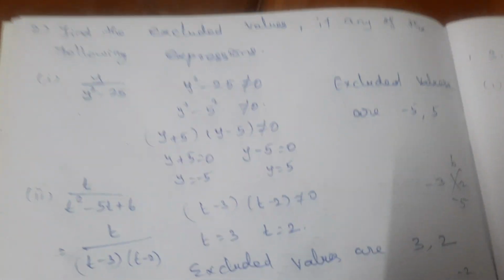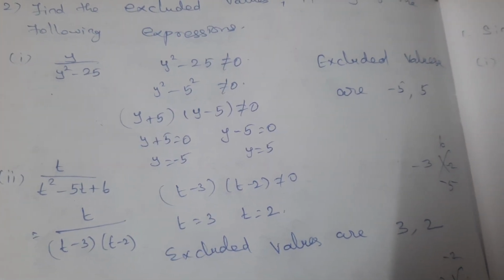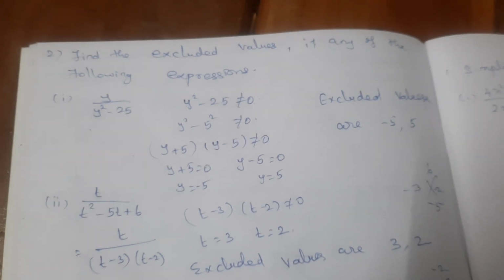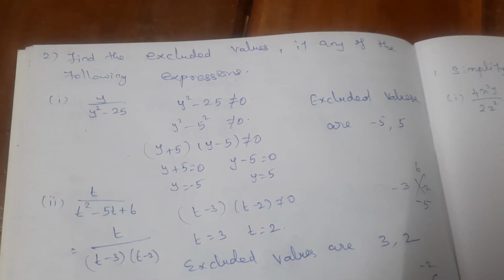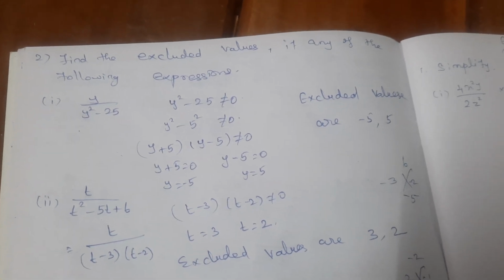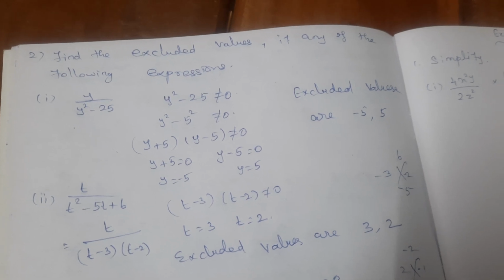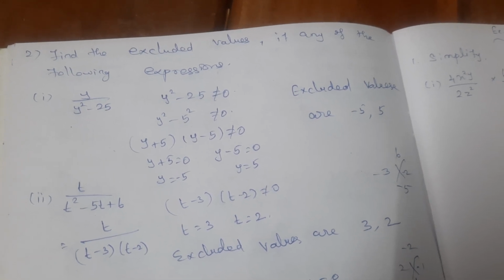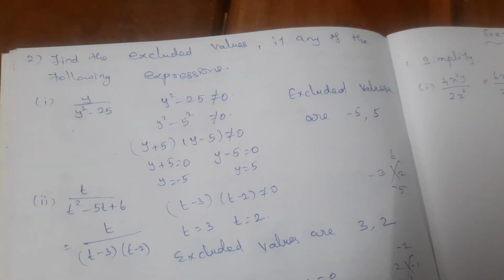So the first expression: y by y squared minus 25. In rational expressions, if the numerator is 0, there is nothing to worry about. But if the denominator is 0, then there is no value. So the denominator must not be equal to 0. Then we get the excluded values.